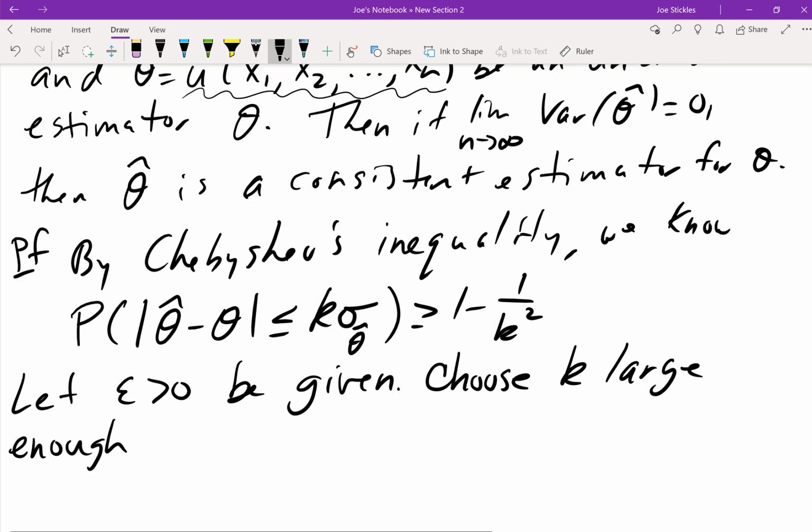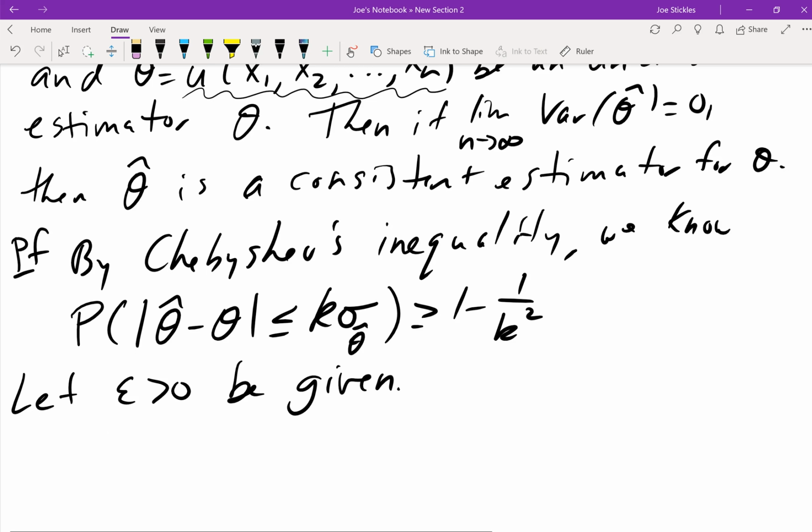What do I want to choose k large enough to be? Forgot what I wanted to do. Choose k large enough to be... I want to make sure that this 1 minus k squared gets really, really small. So I don't want to write it that way. Let's scratch that. Sorry. Let's go back to what we talked about last time. I'm confusing myself about what I wanted to do here.